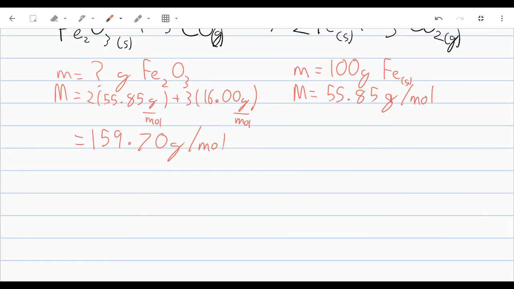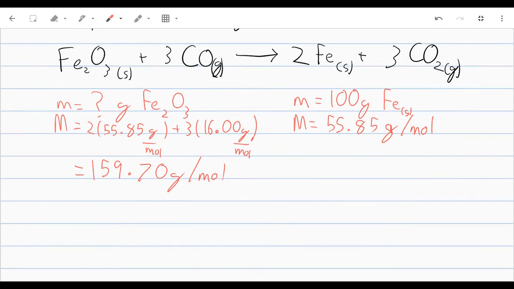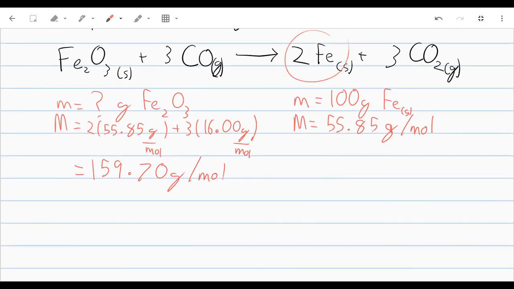Last thing that I need here is I need a ratio. Now I see here, I'm going to be starting with iron on this side. So I'm going to want iron to be on the bottom of the ratio. I have, for every 2 moles of iron, I have 1 mole of iron 3 oxide. Or I could say I have 1 mole of iron 3 oxide for every 2 moles of iron.